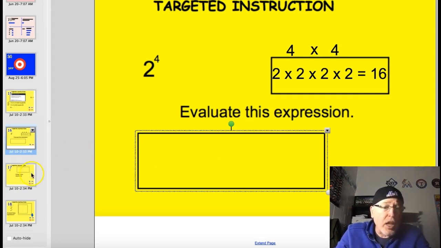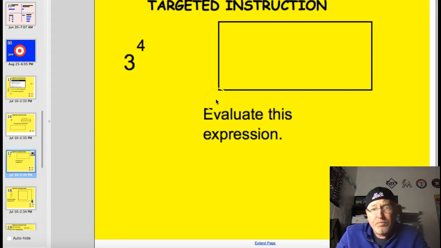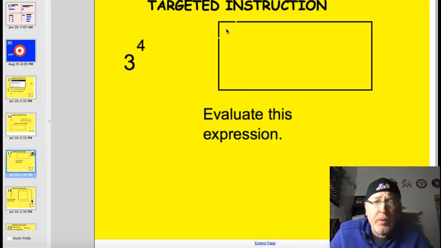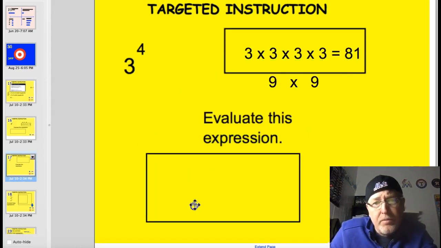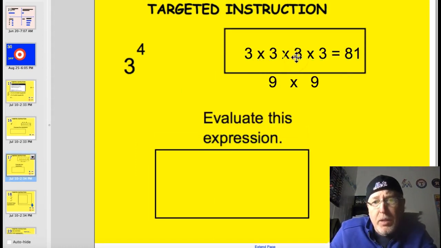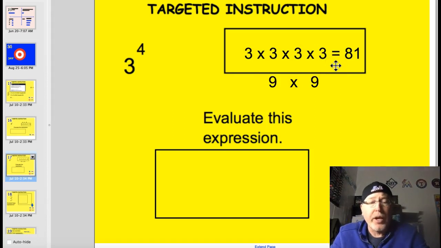All right, let's take a look at another example, and then I'll have you try a couple. 3 to the 4th, go ahead and evaluate that expression. All right, let's see how you did. Well, 3 times 3 times 3 times 3 equals 81, or 3 times 3 is 9, 3 times 3 is 9, 9 times 9 is 81. Break it down like that too.